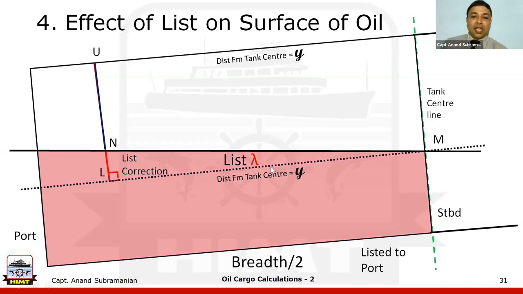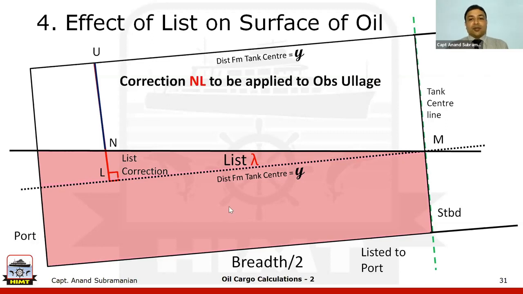Now the change of the oil level is because of list, and earlier we used trim as theta. Here we use the list as lambda. So the list is represented as lambda, and this is a small list correction which needs to be done. That means what we have in hand is UN, but actually what we want to find out is UL. So NL is a small correction to be added. If it was located on the opposite side, that means on the starboard side, the same NL has to be subtracted. Clear? So that is what needs to be done, the correction NL to be applied to the observed ullage.